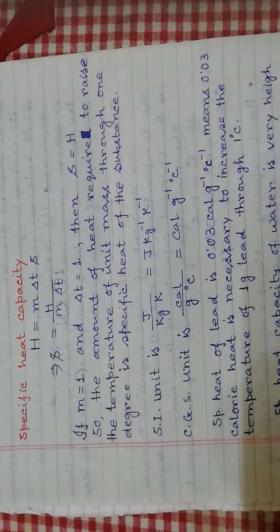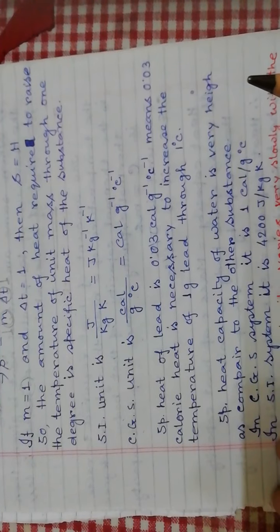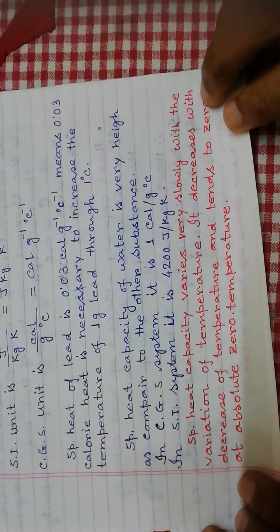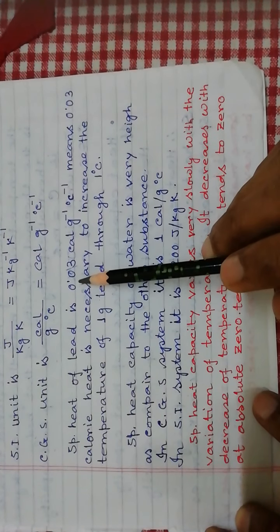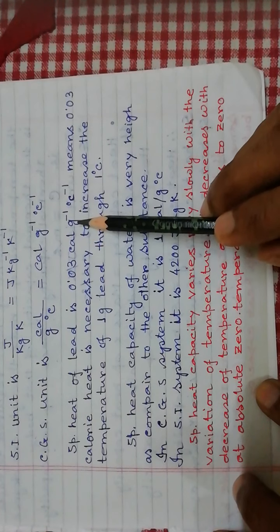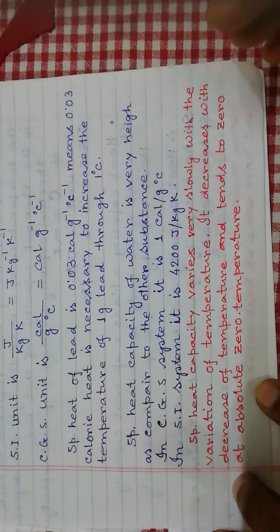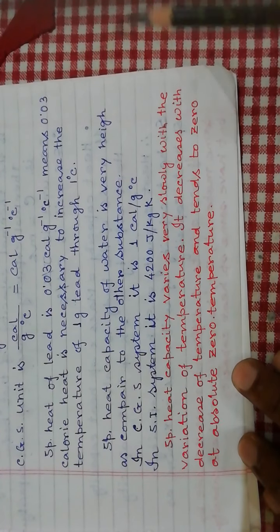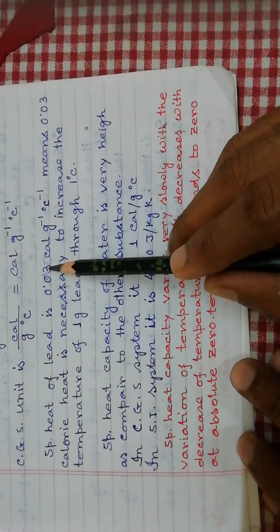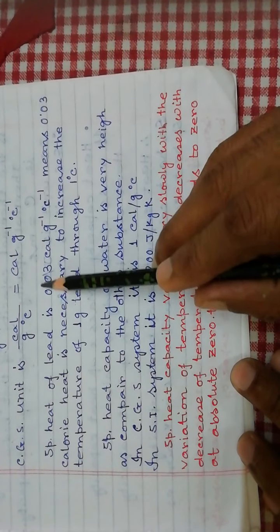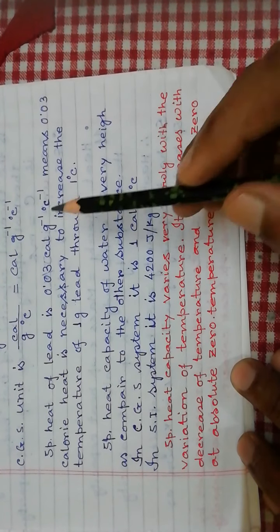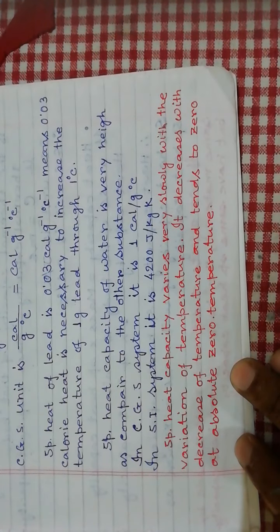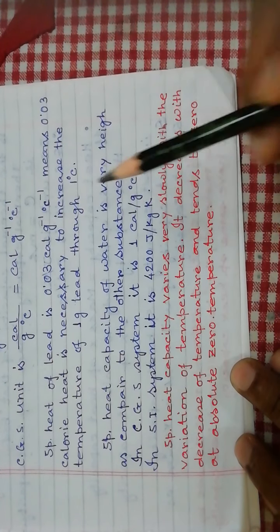Now there is another question. The specific heat capacity of lead is 0.03 calorie per gram per degree centigrade. Now what is the meaning of it? It means that 0.03 calorie of heat is needed to increase the temperature of 1 gram of lead by 1 degree centigrade.